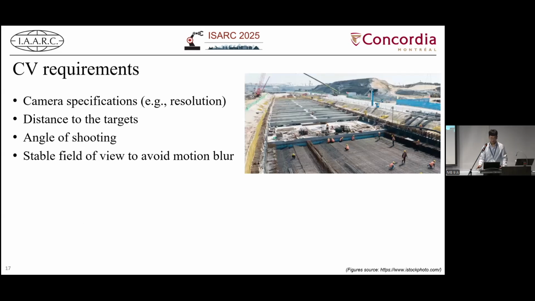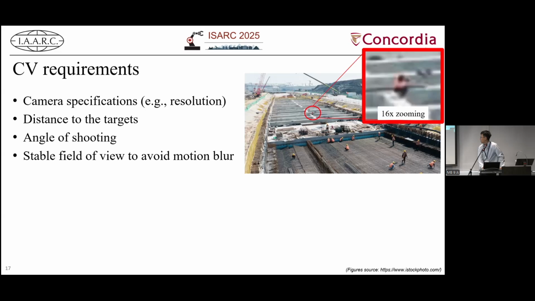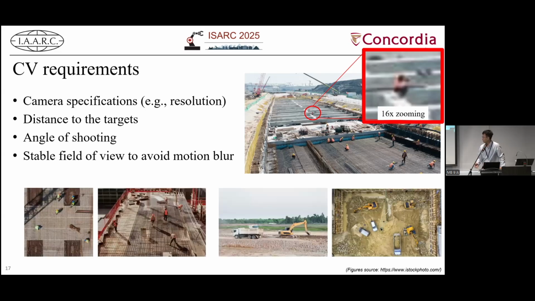And so the fourth thing is the computer vision data requirement, which in our case is the computer vision requirements. So as we mentioned before, the camera specifications. And the second thing to talk about is the distance to the target. As shown in this example, in this construction site, for the near field workers, if we want to identify their activities, it is easy. However, for the far field workers, even if we zoom in, we still can't recognize what is going on there. And we want to have a good angle of shooting.